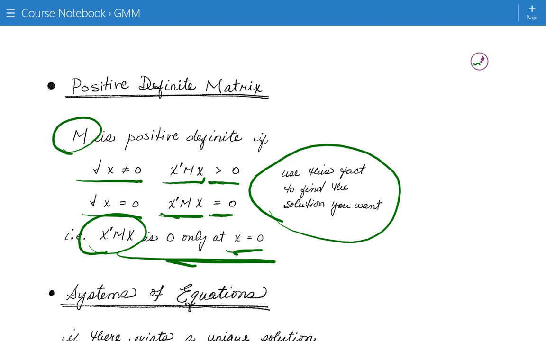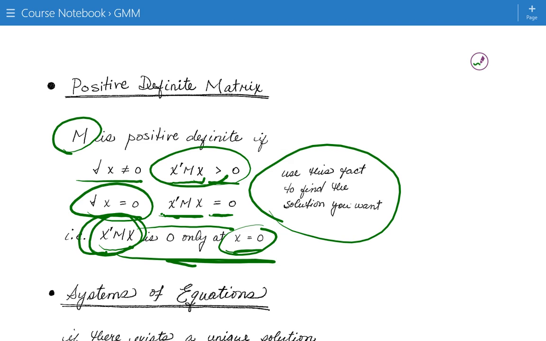Basically, you could think of this as, if I wanted to minimize this quadratic, it has only one minimum, and that is at x equal to 0. If x is not equal to 0, then it is strictly greater than 0. So to minimize this quadratic, it again must be the fact that x is equal to 0. We're going to take advantage of that fact in our generalized method of moments.